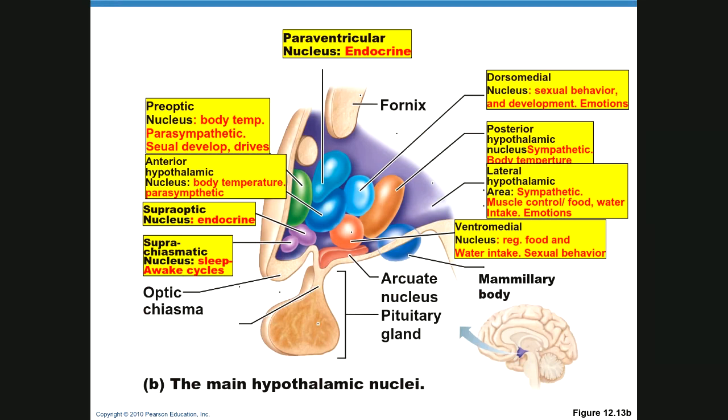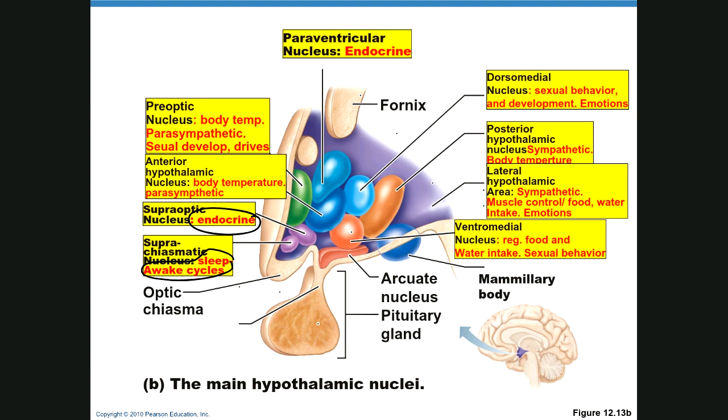In this PowerPoint, I give you every one of the nuclei and the functions of each of the nuclei. No, you don't have to know the names of the nuclei. You do need to know the functions. So, involving the sleep-awake cycles. You need to know the endocrine functions of the hypothalamus. And there's two. The hypothalamus secretes the hormones that are going to control the anterior pituitary, and it secretes the hormones that are going to be secreted by the posterior pituitary. So there's two groups of hormones that the hypothalamus is going to be in charge of secreting.